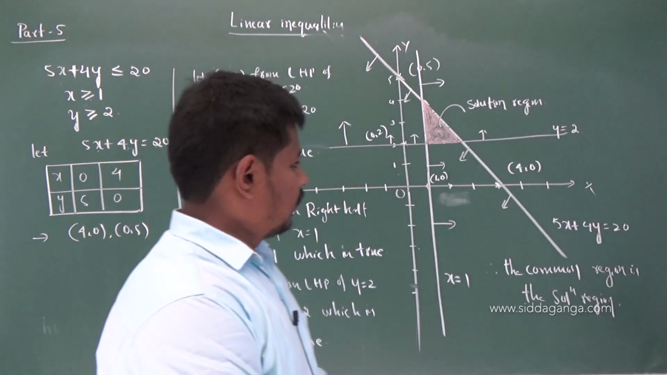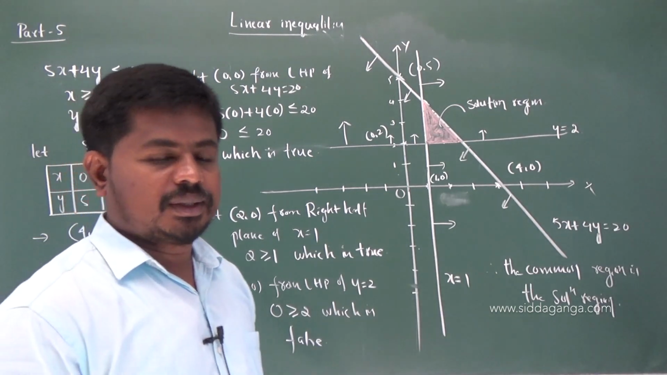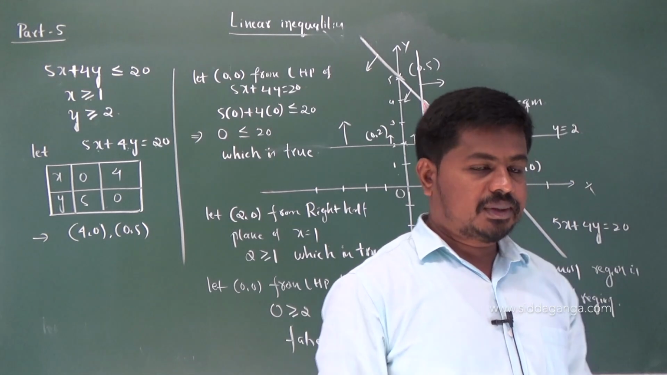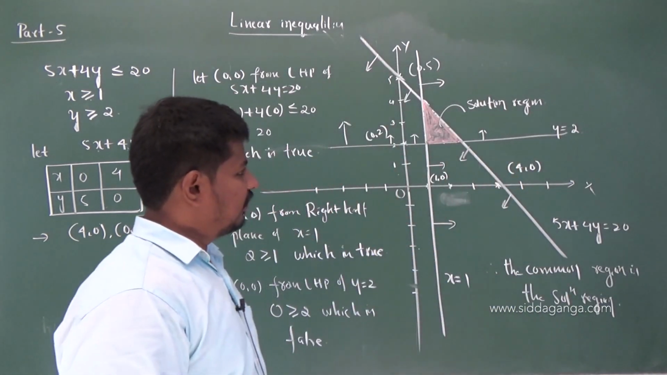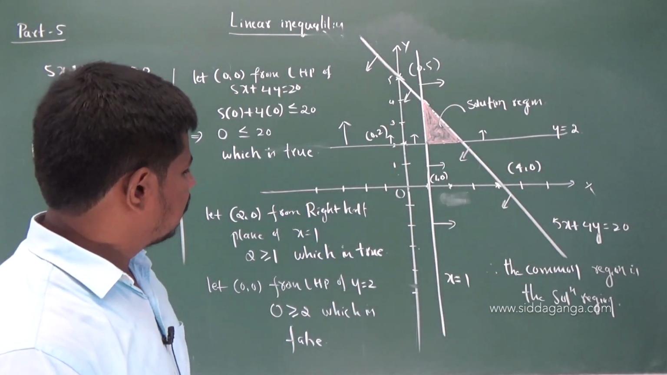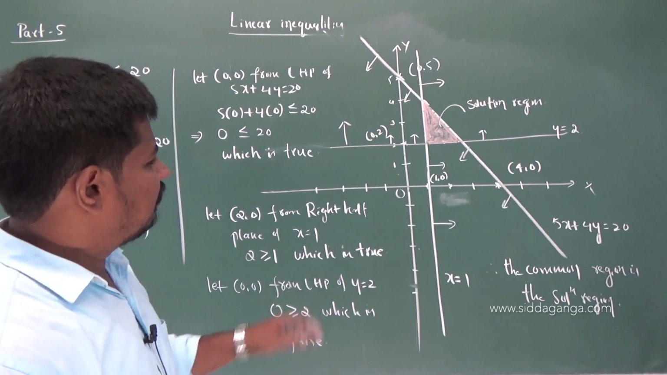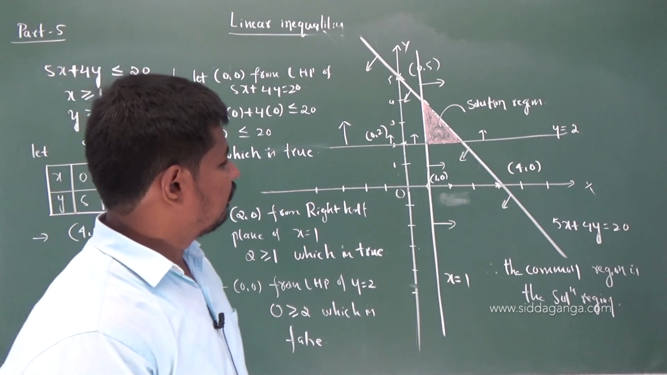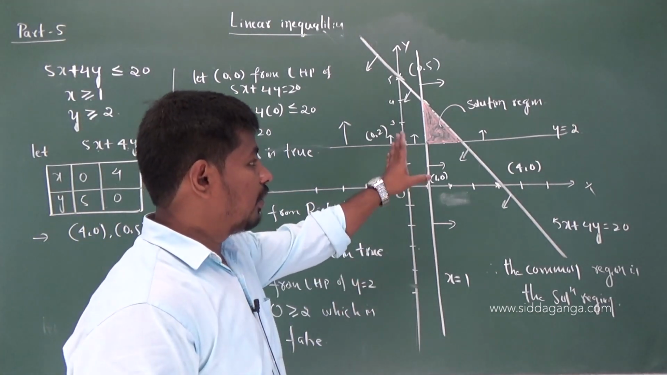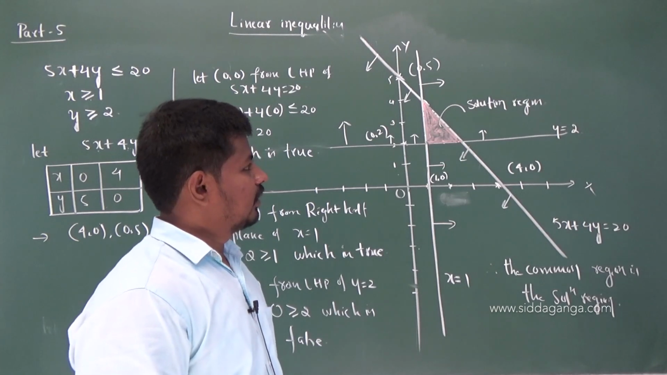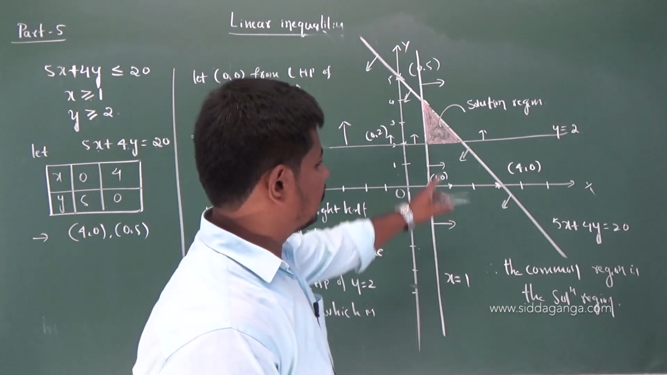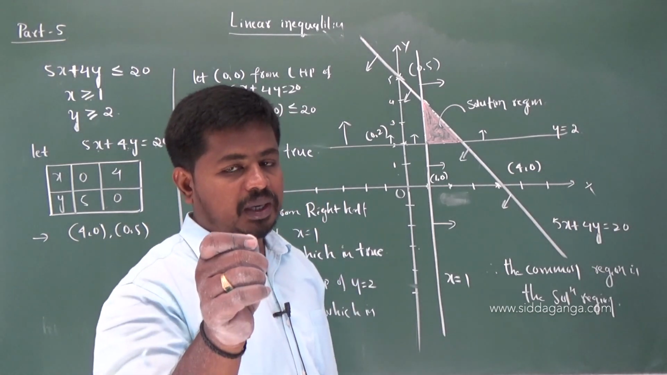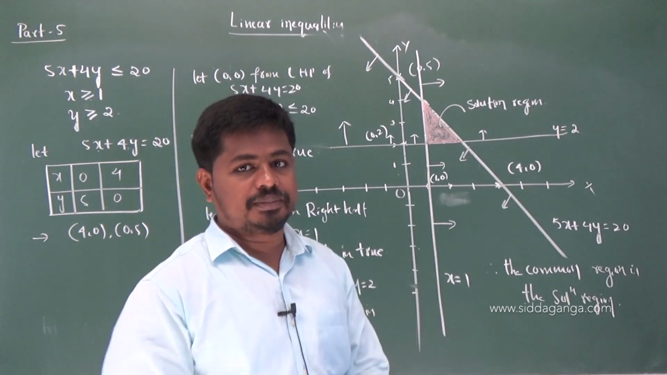So this is how we find the solution region for the given system of inequalities. It's very simple, students. As I said before, you will be able to draw the graph for the given system of inequalities, but you may be confused in finding the common region. So be careful, because only when the common region is correct will you get full marks. Otherwise, marks will be allotted only for the lines you draw.